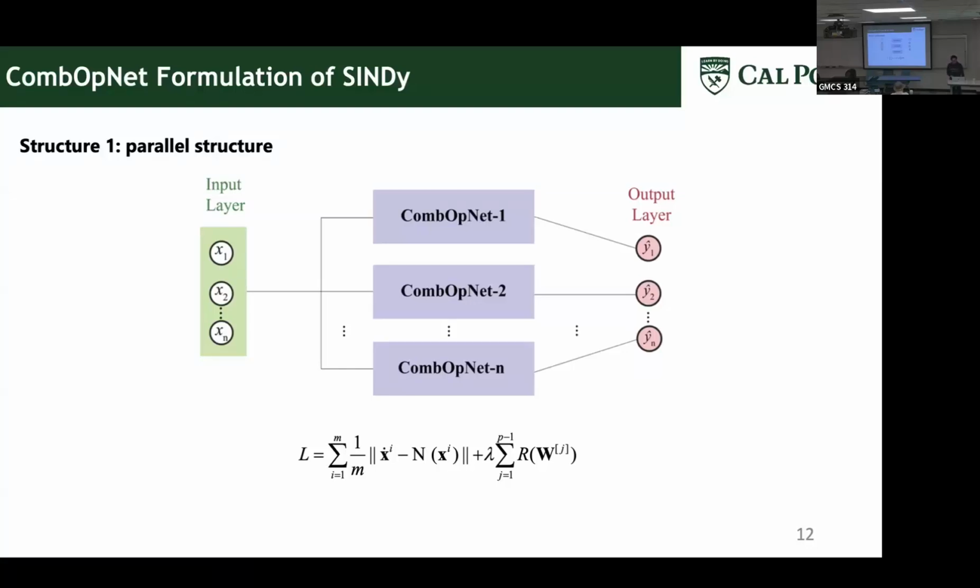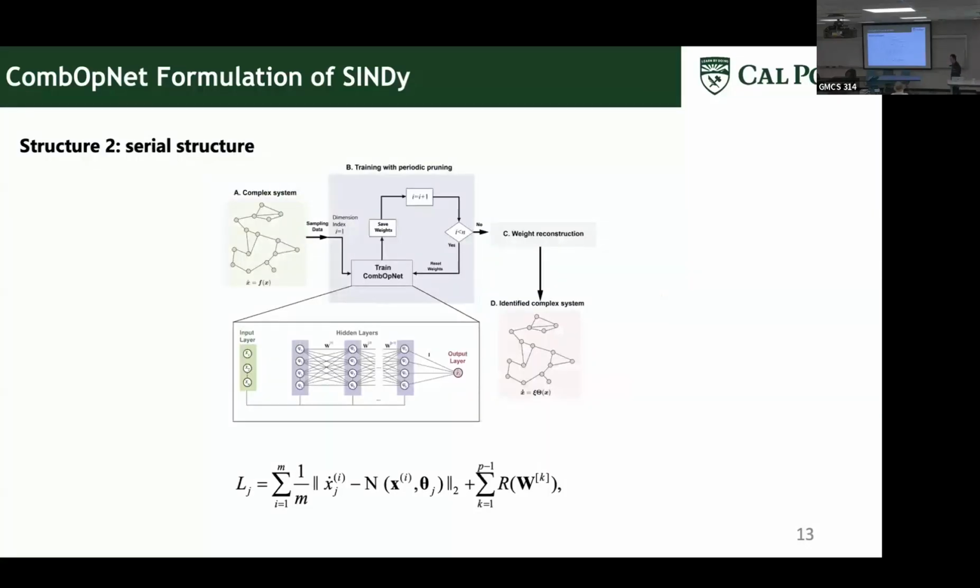The second one is our serial structure. You could just use one CombOpNet and train the dimensions sequentially, and each time you flush the weights and then start the next dimension. Later you can do a weight reconstruction. After the training, there is one step where we can do weight reconstruction, so you can back calculate the original ordinary differential equations in explicit form.